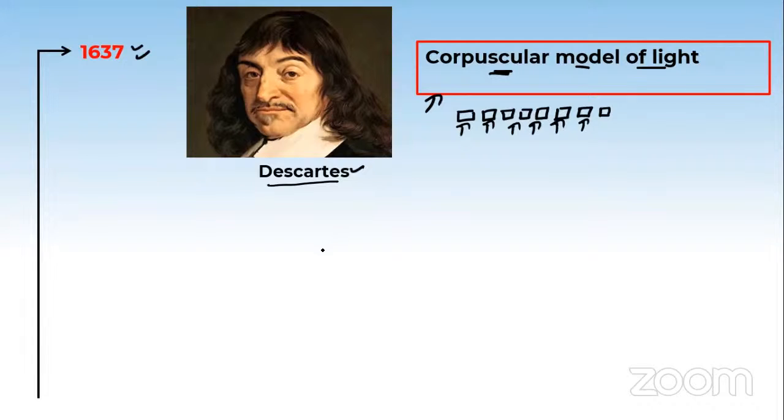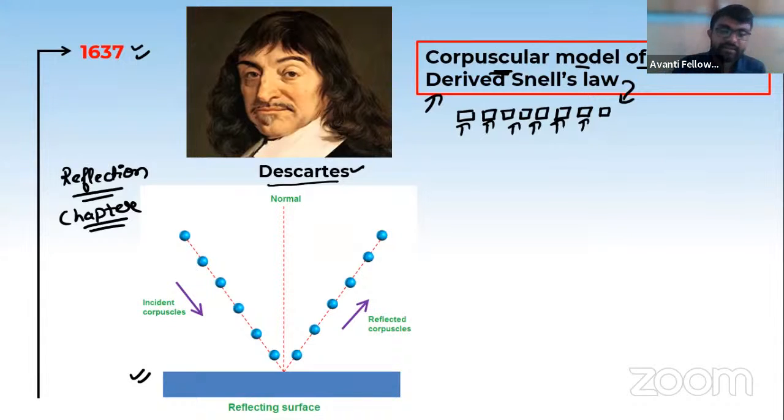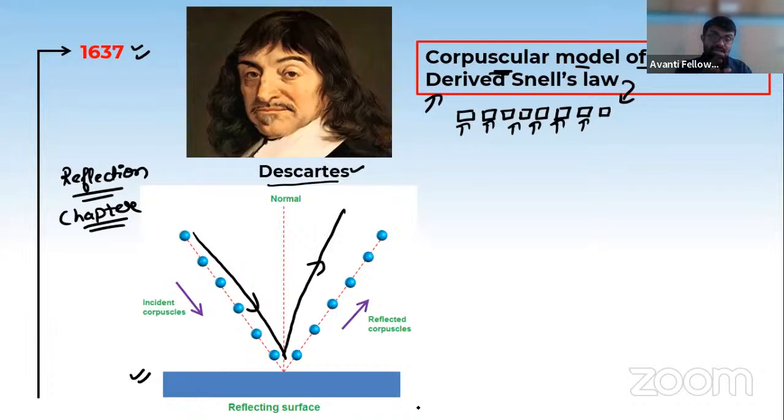Okay, so next, what happened? According to this, he derived Snell's law also. We know this thing: suppose this is a reflecting surface. We have seen this in the reflection chapter. There we were treating light as a ray. It was coming like this on the surface, it met it, and then it got reflected. Fine, this was the ray theory.